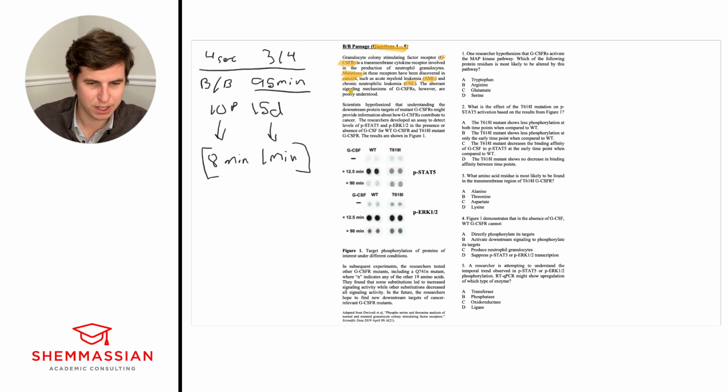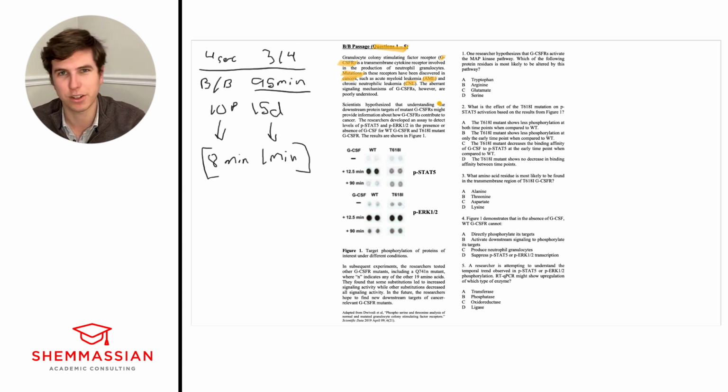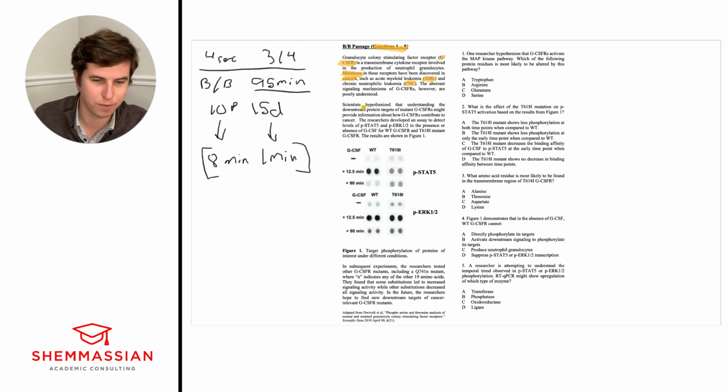The aberrant signaling mechanisms of GCSFRs, however, are poorly understood. So what does the word aberrant mean? It means not functioning properly, or abnormal. So the aberrant signaling is signaling that's not working properly, either more or less. We don't know how that works, so we go into the next paragraph here.